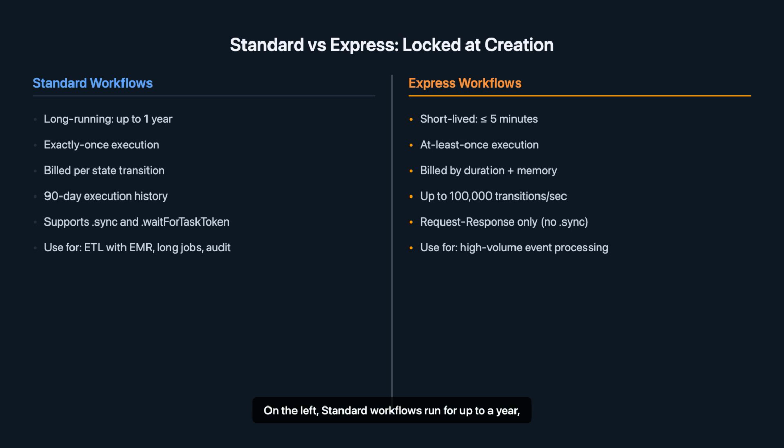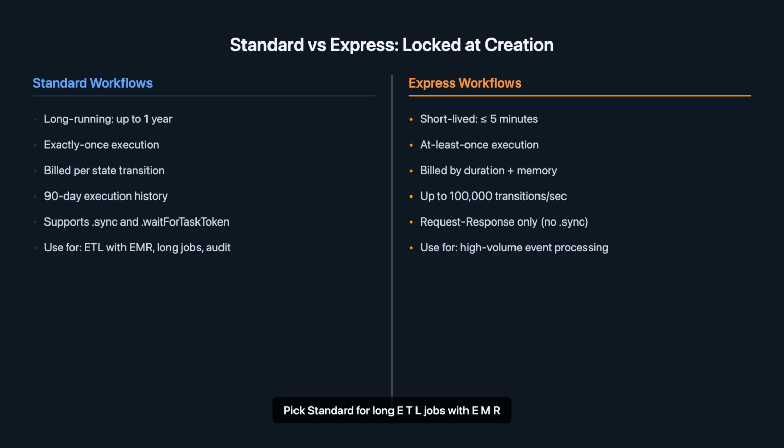On the left, standard workflows run for up to a year, give you exactly once execution, bill per state transition, and keep 90 days of execution history. They support two integration patterns you need to know by name. With .sync, Step Functions pauses and waits for the called service to finish before moving on. With .waitForTaskToken, it pauses and waits for an external system to send back a token confirming the work is done, useful for human approvals or third-party systems.